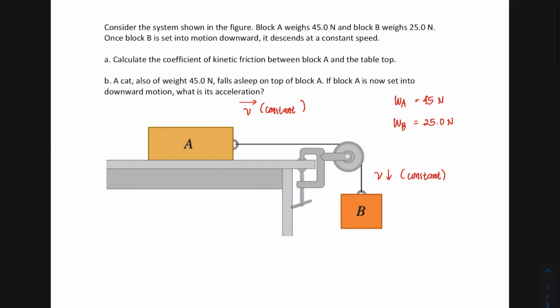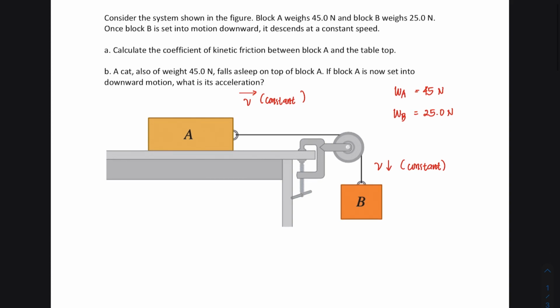Consider a system as shown in the figure, and block A weighs 45 newtons. So this is the weight of your block A, and block B weighs 25 newtons, respectively. So as you can see in the figure. Now, once block B is set into motion downward, it descends at a constant speed. So that is one of the things that we need to note in the problem.